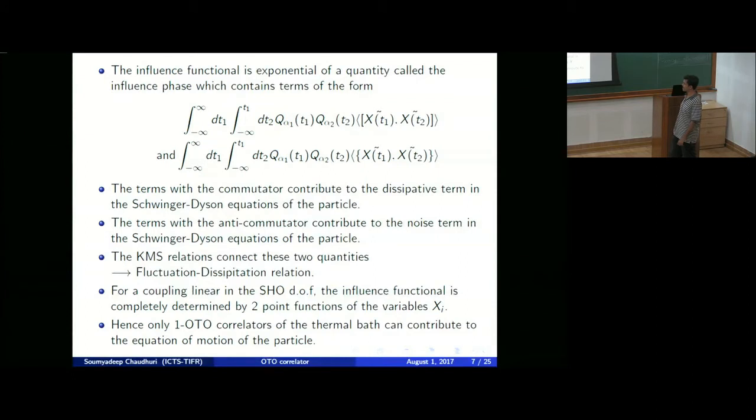But for the linear coupling, this influence phase contains only 2-point functions. And for 2-point functions, you can't get anything more than 1 OTO correlators. This is also what Amin mentioned. In order to get 2 OTO correlators, you have to go to at least 4-point functions. So in this case only 1 OTO correlators come up, so all information about the equation of motion of the particle is obtained from 1 OTO correlators.